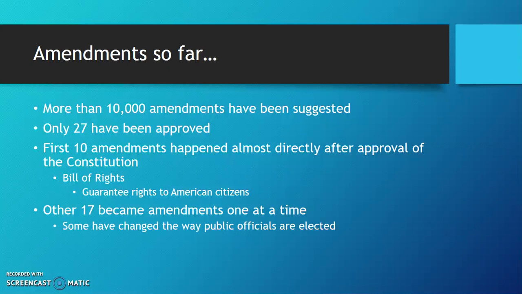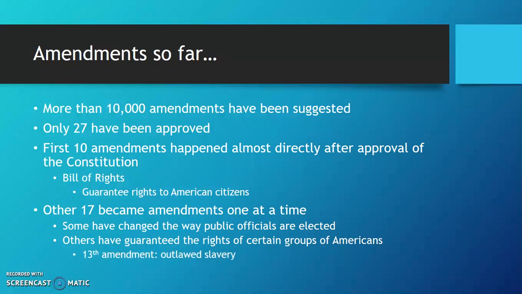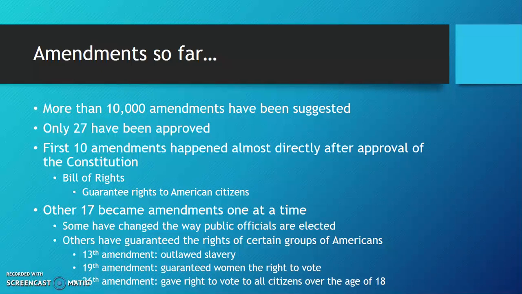Some of these amendments have changed the way public officials are elected. Others have guaranteed rights of certain groups of Americans. Some examples of the other 17 amendments are the 13th Amendment, which outlawed slavery, the 19th Amendment, which guaranteed women the right to vote, and then the 26th Amendment, which gave the right to vote to all citizens over the age of 18.